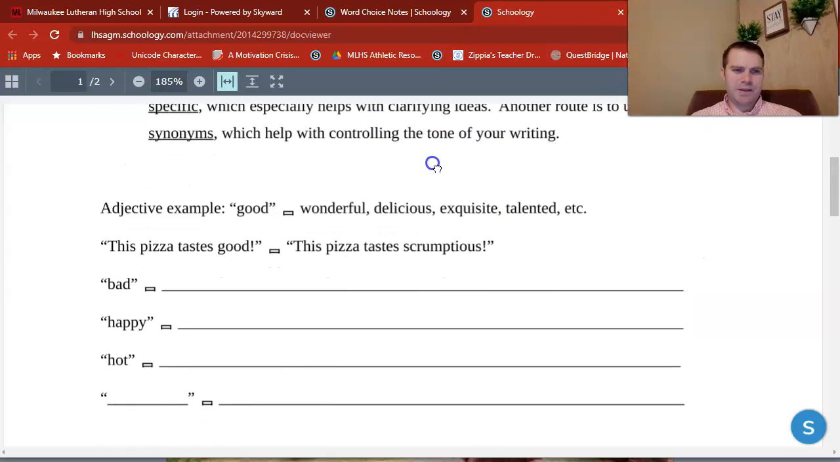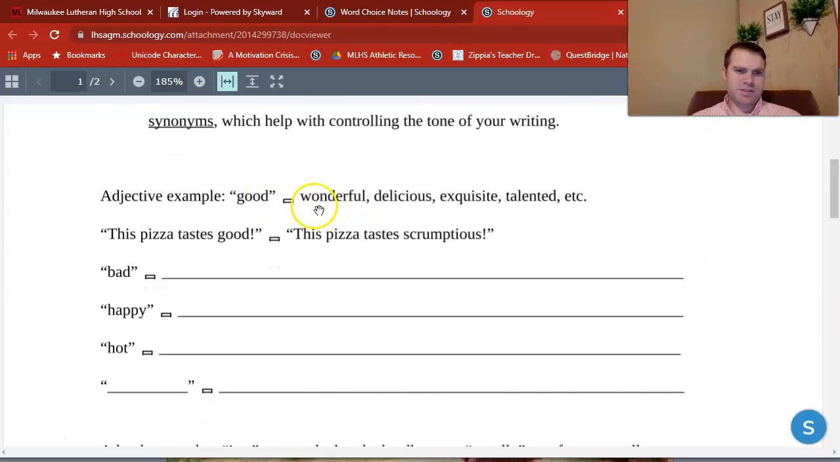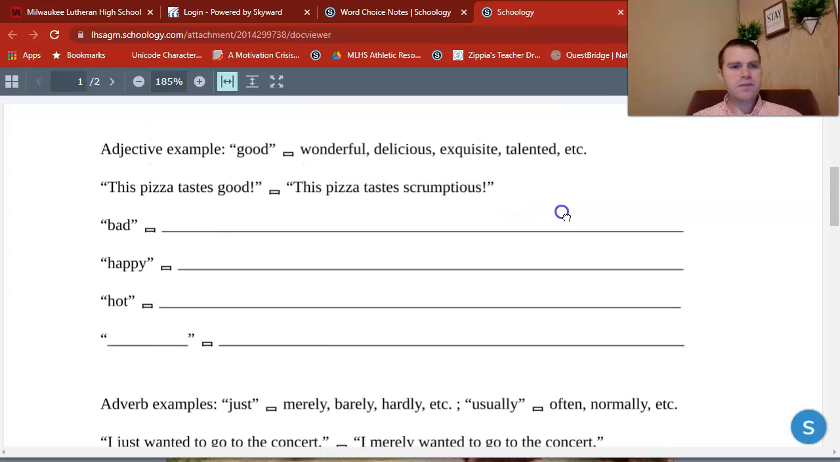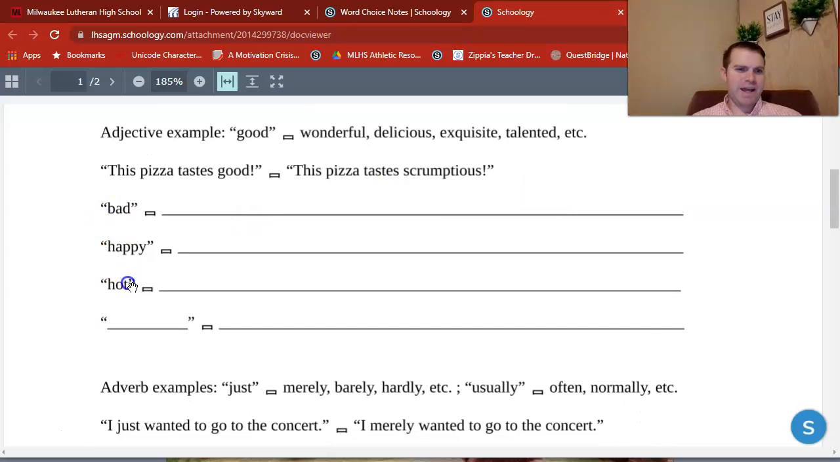And we talked about that using good as an example. Some good alternatives for good: wonderful, delicious, if we're talking about food being good. Exquisite, maybe the quality of an object being good. Talented, to describe a person, etc. In a full sentence: this pizza tastes good, this pizza tastes scrumptious, this pizza tastes delicious, this pizza tastes wonderful or exquisite or delightful. We also did practice with words like bad, happy, hot.